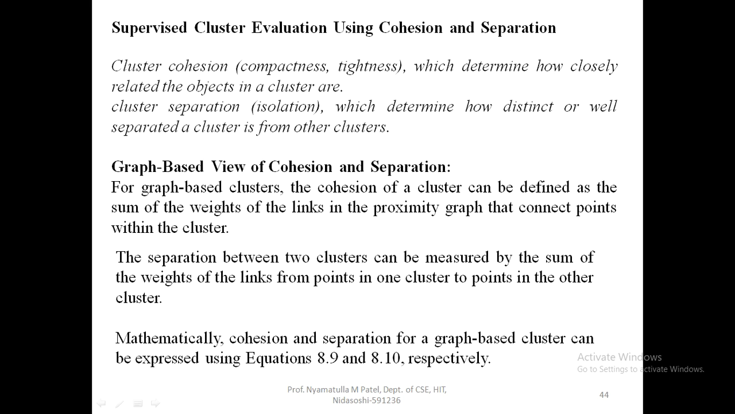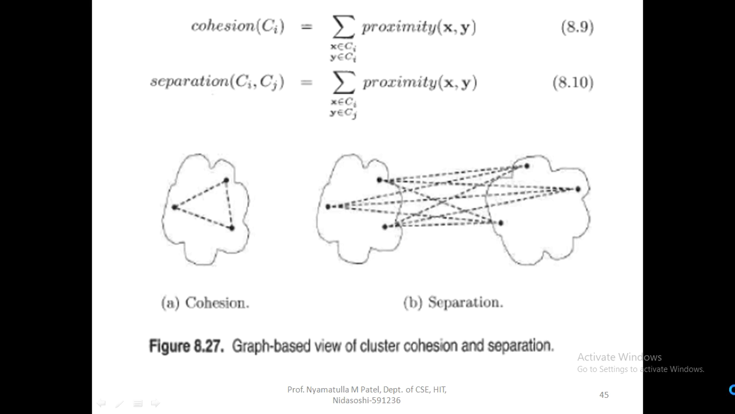So, how do you define the separation between two clusters in a graph based view of the evaluation? That can be measured by the sum of the weights of the links from points in one cluster to the points in the other cluster. Mathematically, cohesion and separation for a graph based cluster can be expressed using equations 8.9 and 8.10 respectively, that is in the next slide.